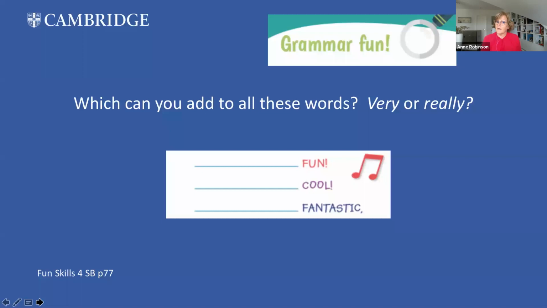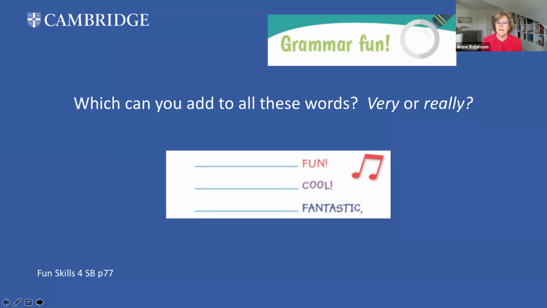Okay, and grammar. So students need help, or maybe we need to tell them, or get them to notice that very or really both normally go just in front of an adjective or an adverb. But there is a bit of grammar involved. Can you add very and really to all of those phrases?